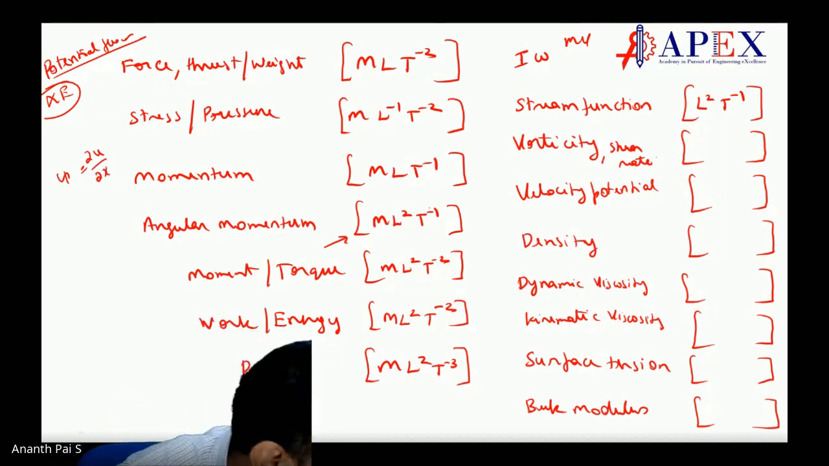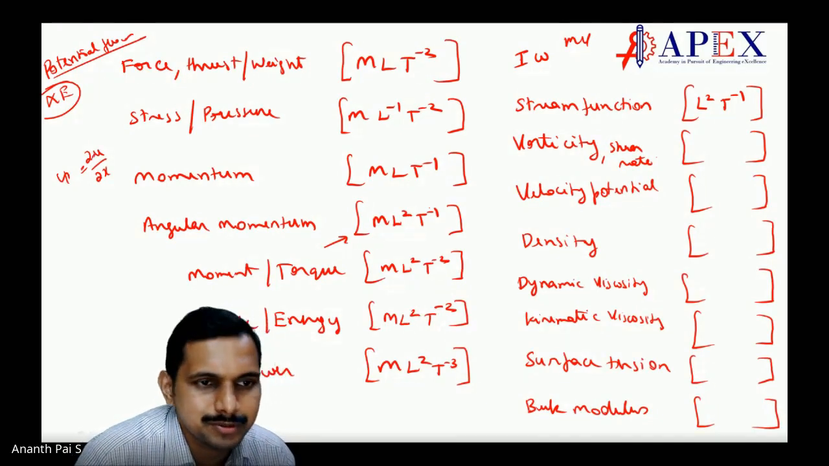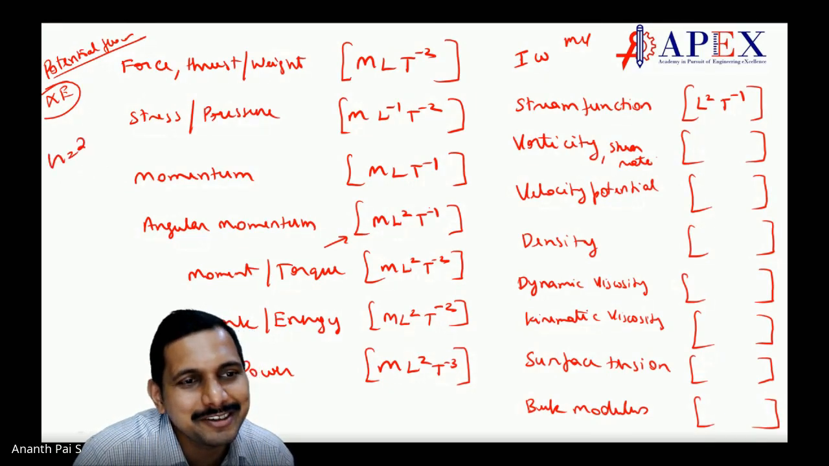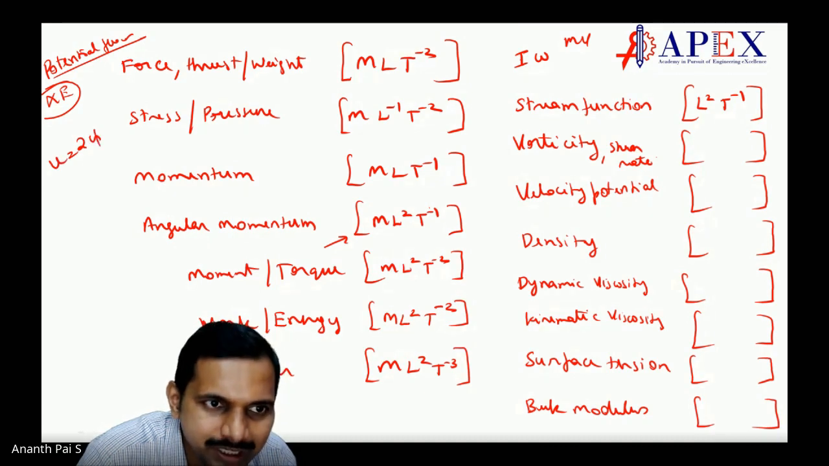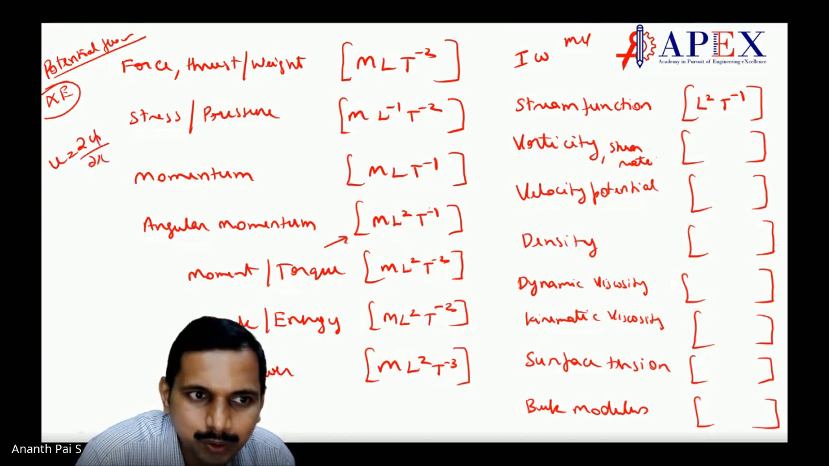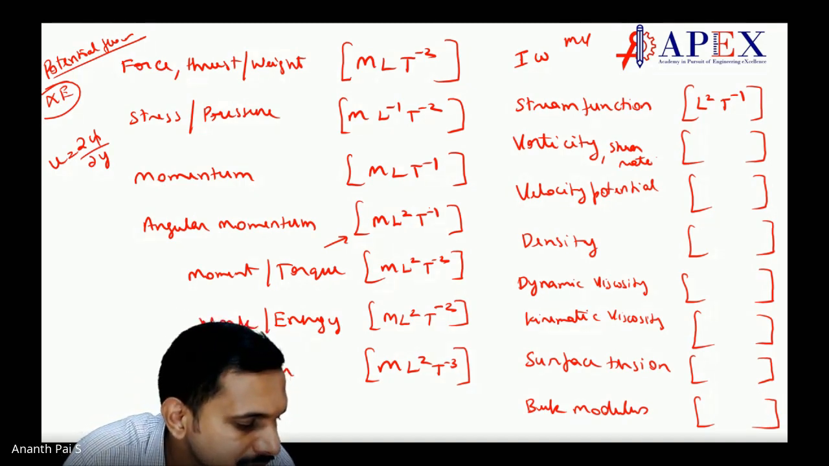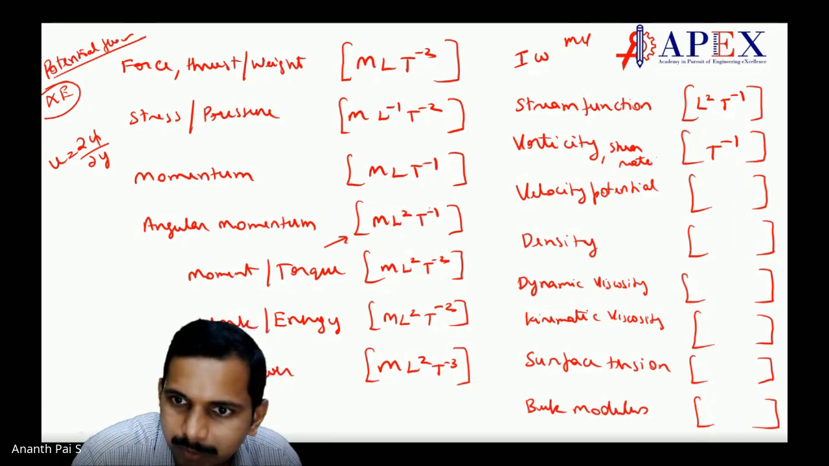I'm sorry. So u is equal to dou psi by dou y. Correct. So y comes here. So L square T power minus 1. Very important, students. Vorticity or shear rate, T raised to minus 1. Velocity potential is also same as stream function, students. L square T raised to minus 1.